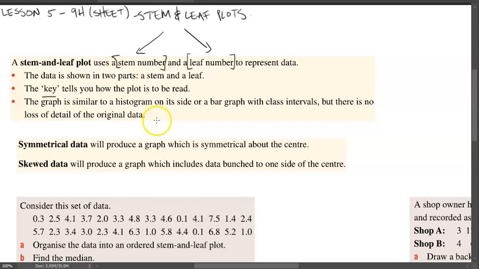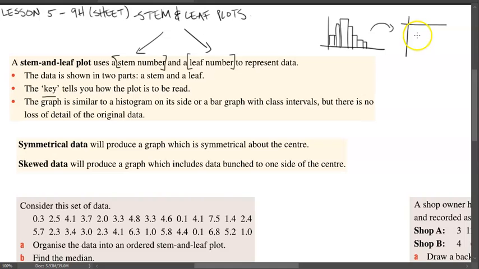And the graph, this plot, it's similar to a histogram. So remember, a histogram is when we have numerical data. We chunk the data up into intervals. There technically should be no gaps there. It's similar to this, but it's kind of flipped onto its side like this.